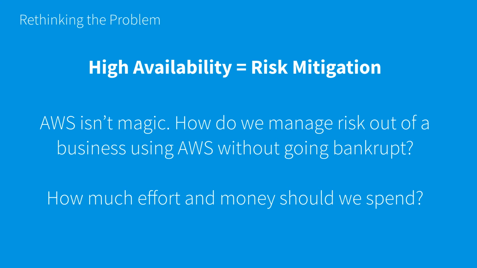So there's two parts here. We can use AWS as a risk mitigation technique in and of itself versus, say, an on-site data center or private cloud. But we also need to think about parsing the sentence a little differently. How do we manage the risk out of a system that is using AWS without going bankrupt? So while using Amazon is generally less risky than using other data centers, there is some risk still associated with Amazon because, again, it's not magic and they have outages sometimes. So how much effort and money should we spend on mitigating out this risk?